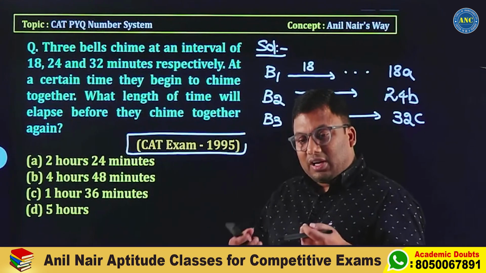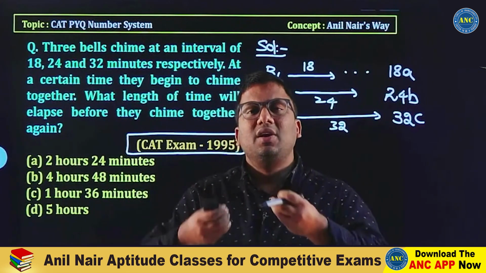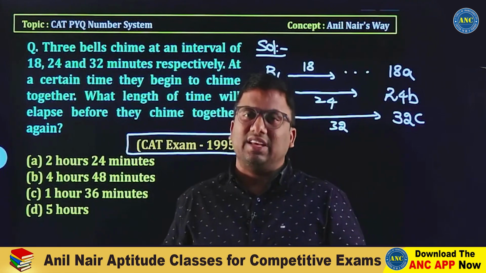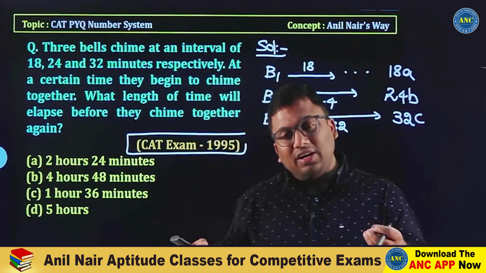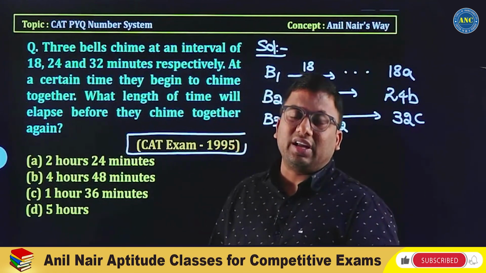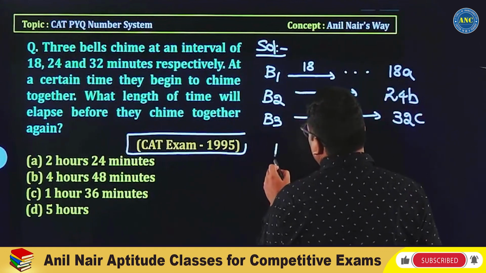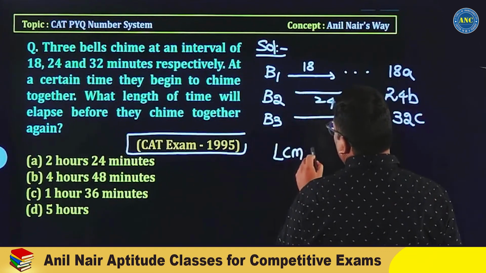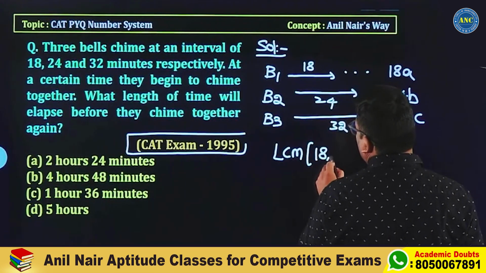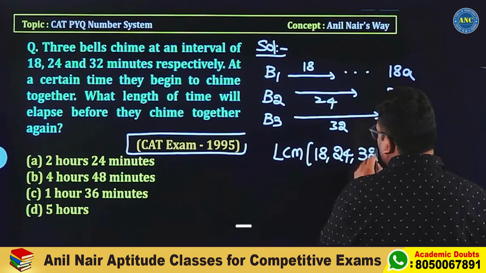Already we did. What is the number where 4 and 6 will meet? 4 and 6 will meet at LCM of 4 and 6. When will two numbers 3 and 5 meet? 3 and 5 will meet at LCM of 3 and 5. That means these 3 will meet at an LCM of 18, 24, 32.